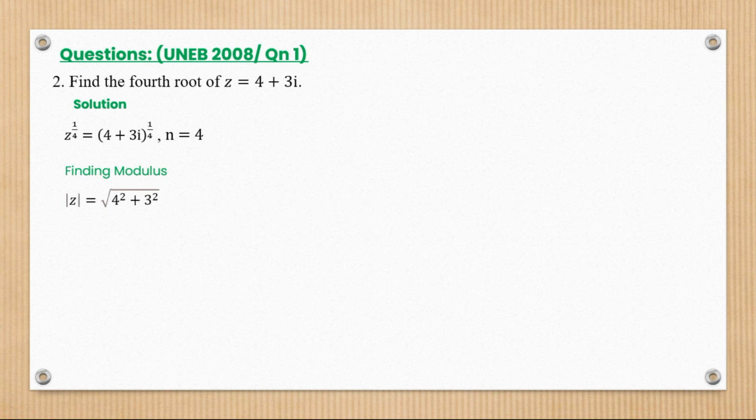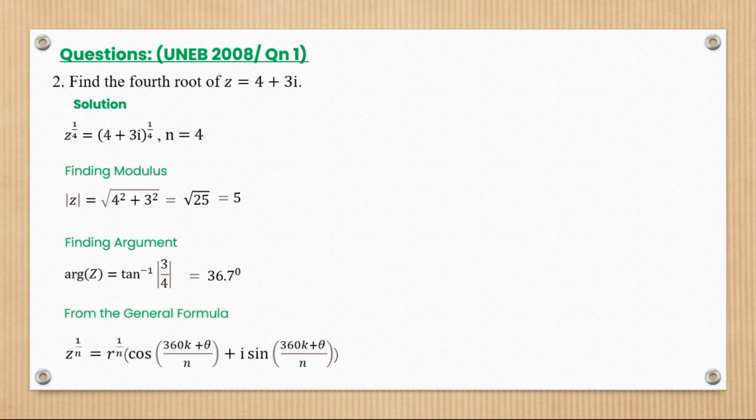So finding the modulus, you can see that the modulus of this is root 25, which is equal to 5. So find the argument. Now you can see that both the real and the imaginary parts are positive, so we're dealing with the first quadrant of the Argand diagram. So the argument can be found using tan inverse of 3 over 4, which is equal to 36.7 degrees. This is the general formula for finding roots of any equation in complex numbers. Using De Moivre's theorem, you can see that this is what we have. So the k values range from 0 to 3. Now this is what we end up having.